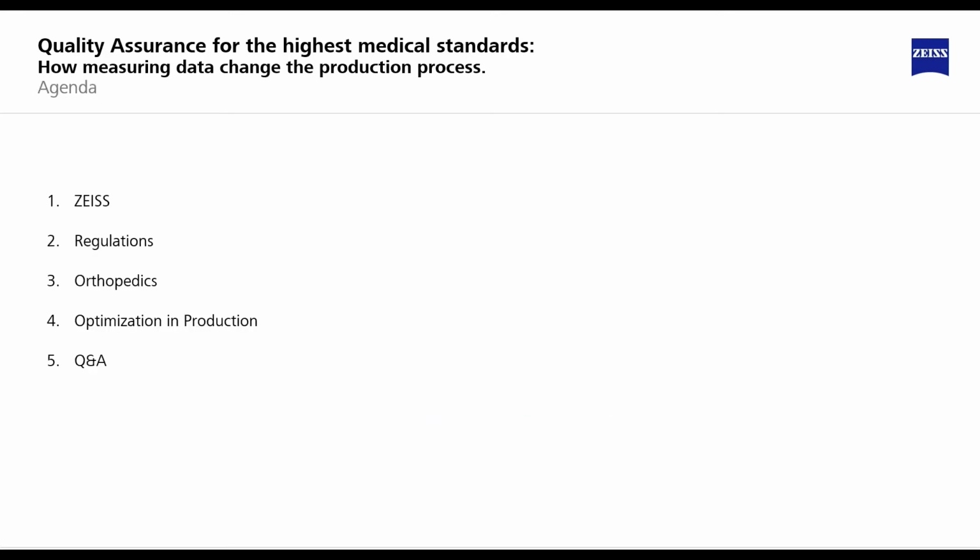What's the content of today's webinar? First of all, I want to present the Zeiss Group real quick. Afterwards, we are going to dive into the field of medical, and I will take a look at the regulations and standards. Of course, I will also show you a solution from Zeiss for these requirements. As an example for medical, I selected the field of orthopedics and their implants and want to highlight some application examples for you. Conclusively, I will give you an insight into quality assurance and the capability of optimization in production.